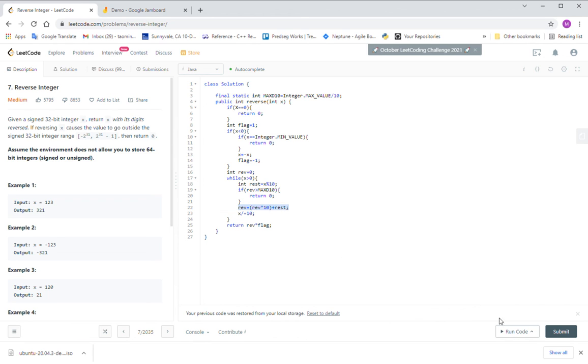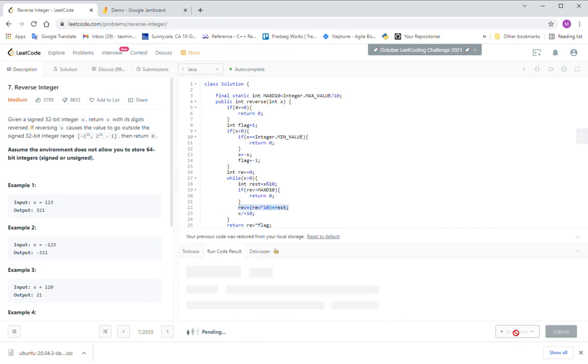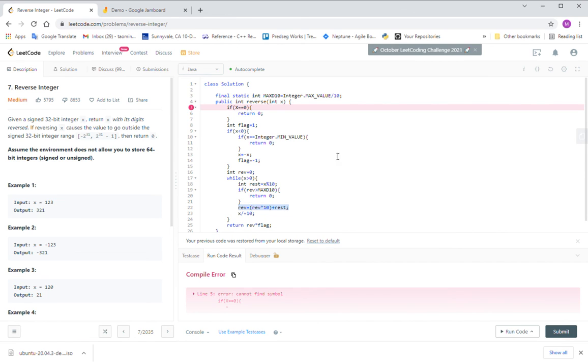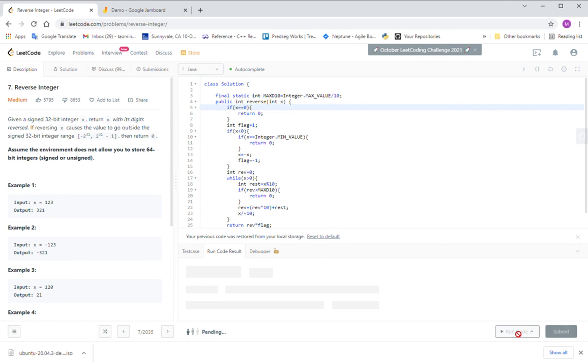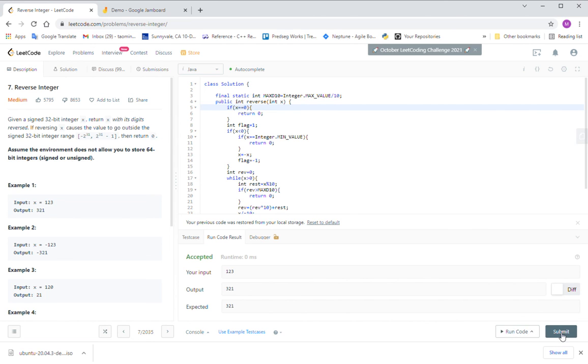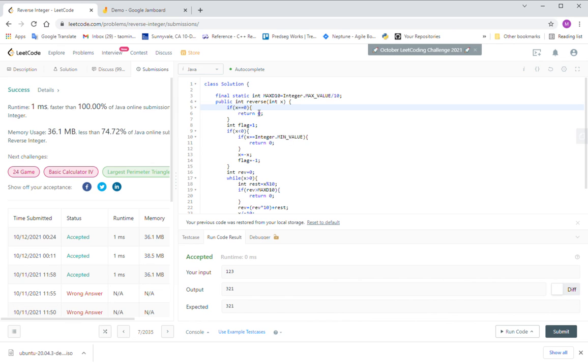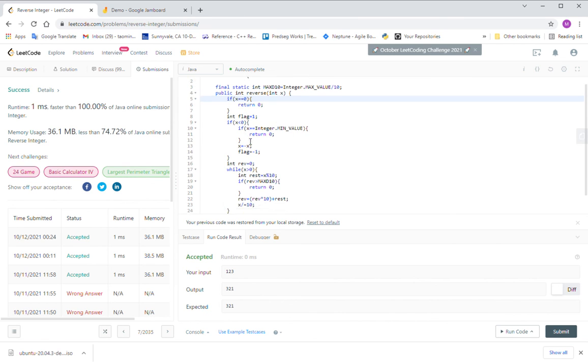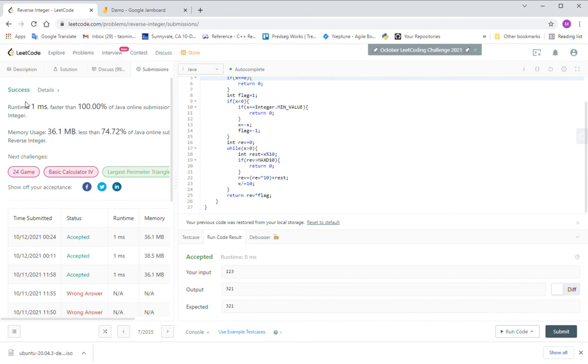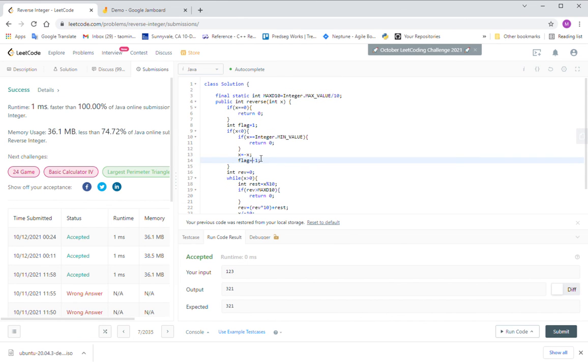Okay, let us check the code. Oh, sorry about this one, it's capital X. Okay, let us submit the code to LeetCode. Okay, yeah, the code passed, and the performance is good. Thank you for watching the video.